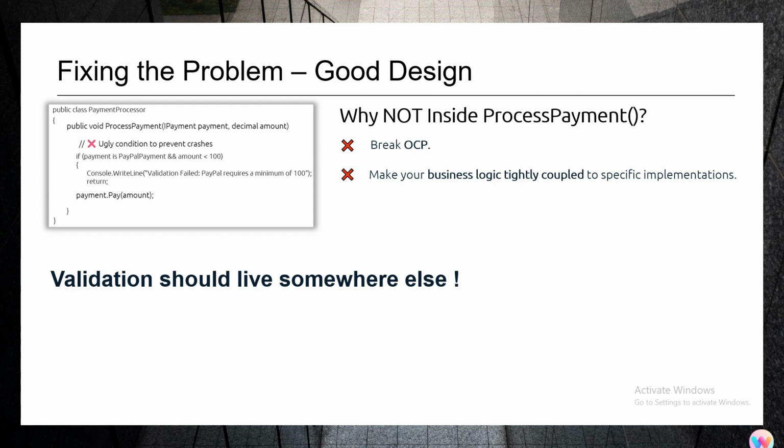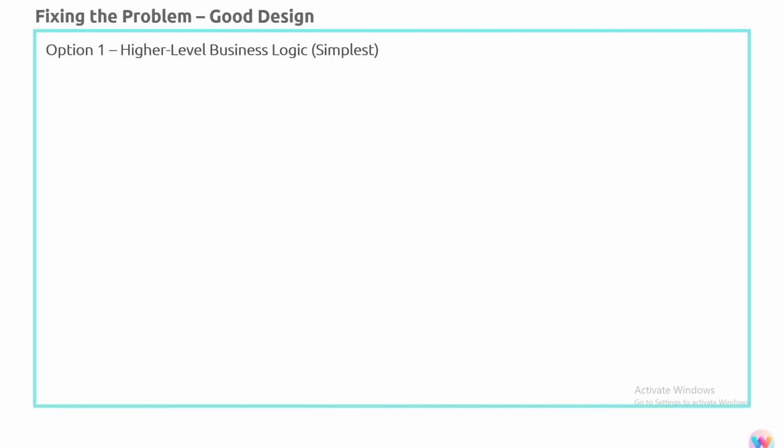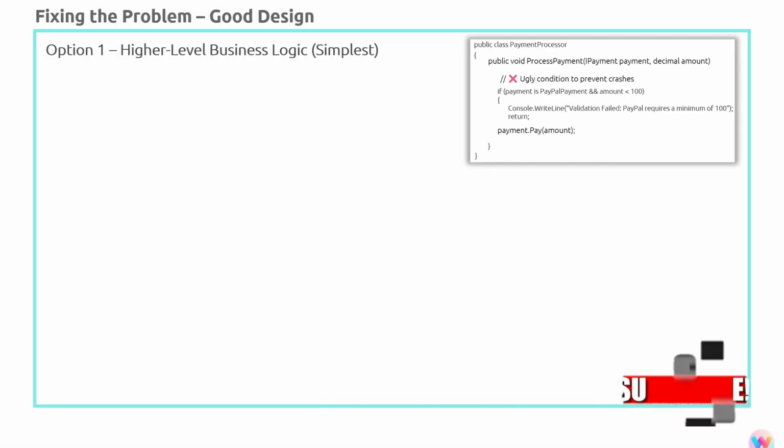Now, there are multiple ways to implement this the right way. Let's see some of them. Earlier, you had added if conditions inside the process payment method. However, since this code is supposed to work generically, you should not add the conditions here. So, what can we do?